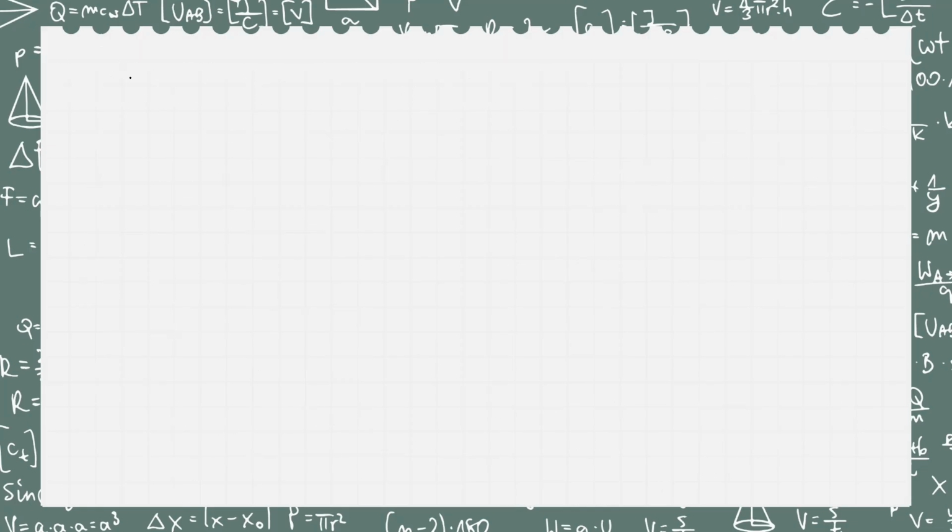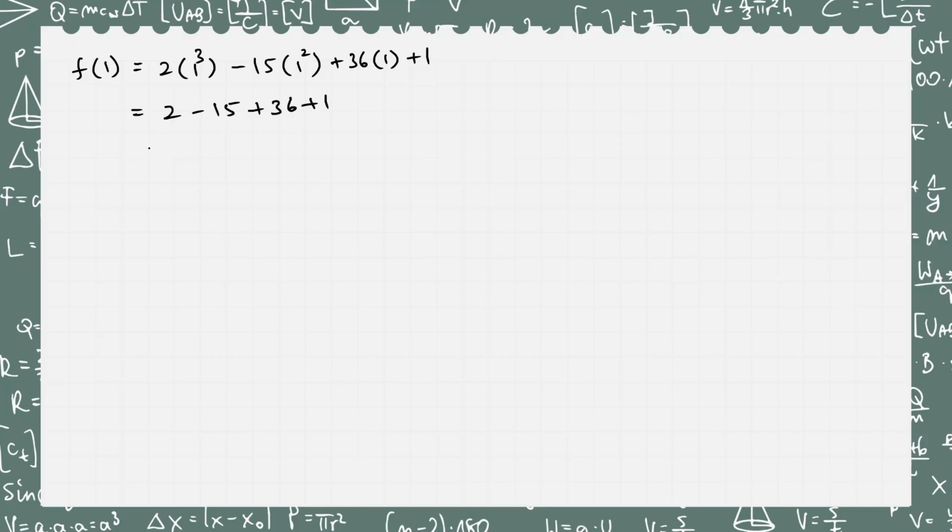Now continuing further, we need to find f(1). f(1) will be 2 into 1^3 - 15 into 1^2 + 36 into 1 + 1. This will be 2 - 15 + 36 + 1. This will give 24 as the answer.